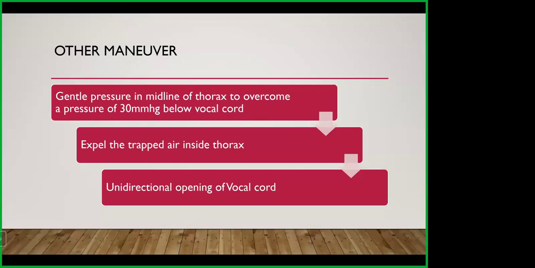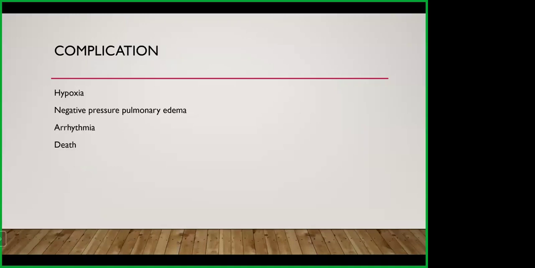Another maneuver which can help in this is gentle pressure in the midline of the thorax to overcome the pressure of 30 millimeters of mercury below the vocal cord. In this case, you have to press with the palm of your hand with a force half of that required for CPR, 20 to 25 times per minute, to expel the trapped air inside the thorax and lead to unidirectional opening of the vocal cord. If all these maneuvers fail, then you have to go with an invasive airway.